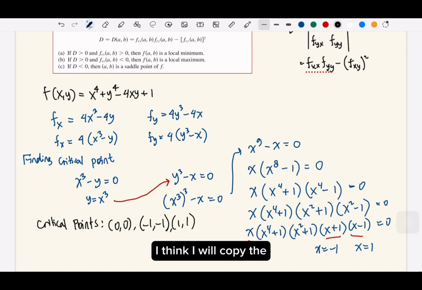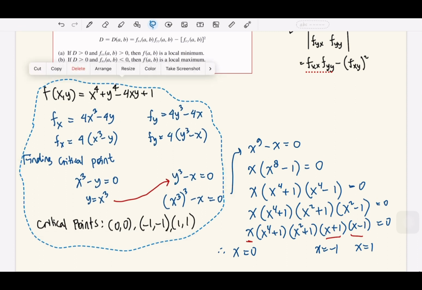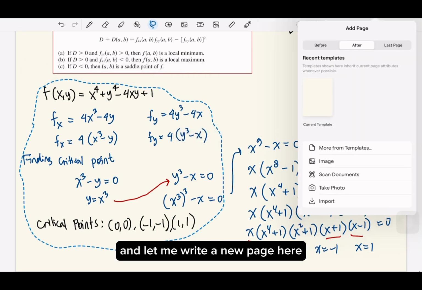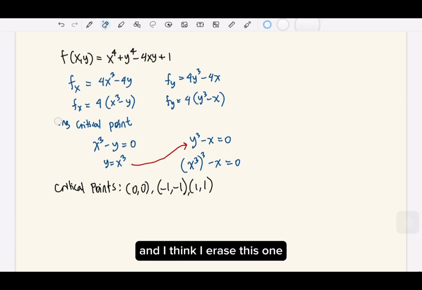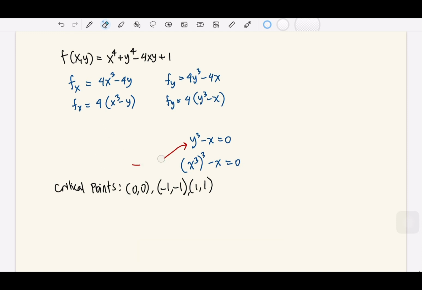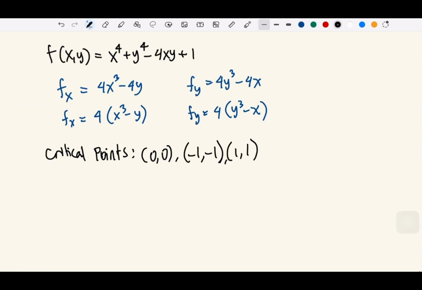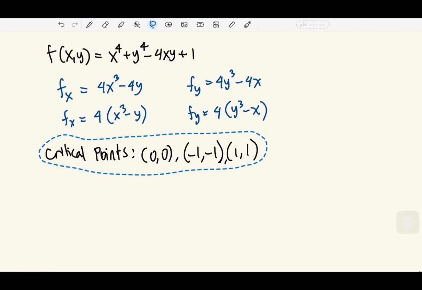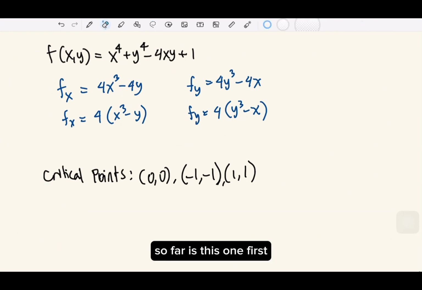I think I will copy this part. Let's copy. And let me write a new page here. So this will be okay. And I think we can erase this one. Okay. Or maybe let me make a space here. Okay, or maybe let me erase this one first.